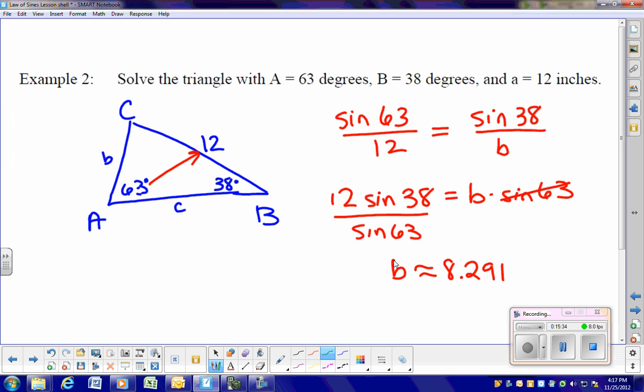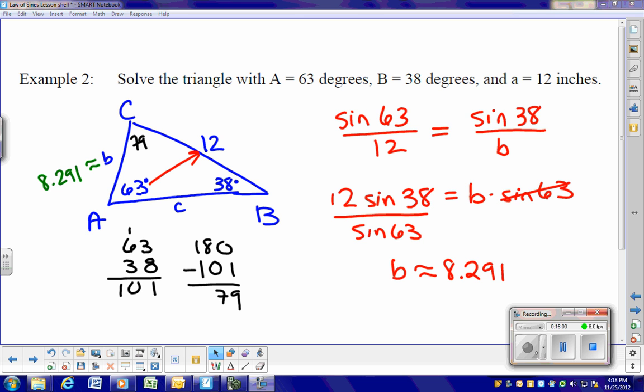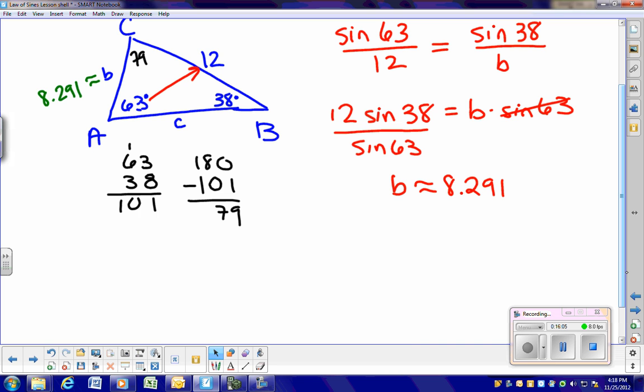Okay, so we just figured out this side. We should be able to figure out the missing angle up here pretty easily. That's a good one. Okay, 63 and 38 is 101. And so if we take that away from 180, we should get 79. That 79 should allow us to find side C, and then we are done already. This is a quick one.